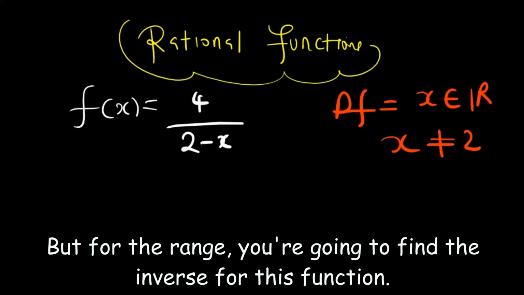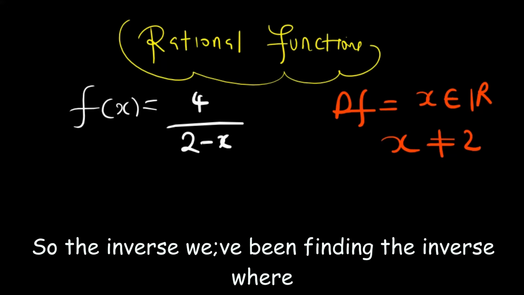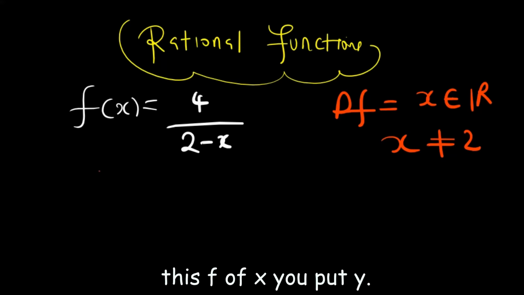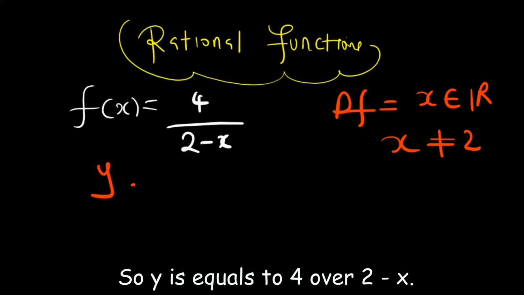But for the range, you're going to find the inverse of this function. So the inverse, we've been finding the inverse. Where there's f of x, you put y. So y is equal to 4 over 2 minus x. Okay, let's solve just a practical example. Let's say I've got f of x is equal to, let's say, x plus 1 over x plus 2.